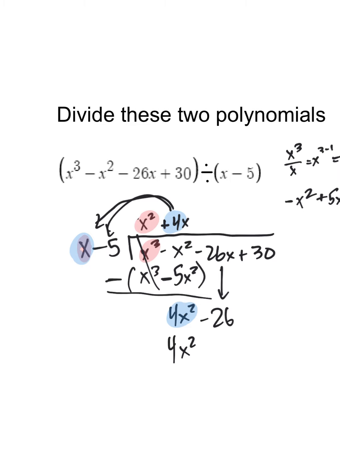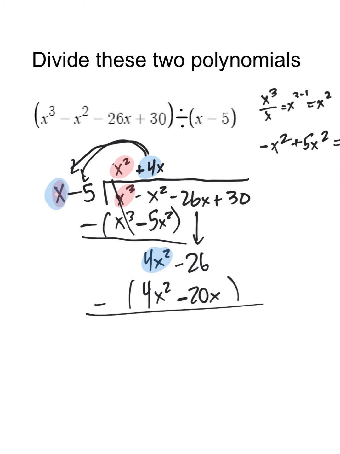I'm going to multiply the 4x by the negative 5. I'm going to get negative 20x. Once I multiply, I subtract. And you should be canceling out those front two terms, or zeroing out those front two terms every time if you did it right. So 4x squared minus 4x squared is 0, and negative 26x minus a negative 20x ends up giving me a negative 6x.